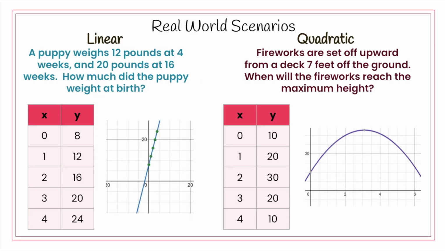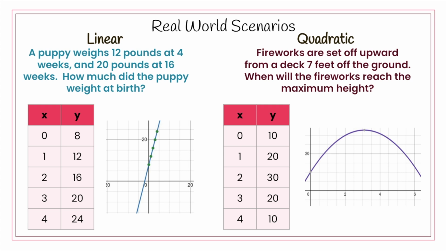So here we have two real-world scenarios, one for a linear function and the other one for quadratic. So in our linear function, a puppy weighs 12 pounds at 4 weeks and 20 pounds at 16 weeks. How much did the puppy weigh at birth? So we can see here that the puppy's gone 0 pounds, it's gone 8, so it's added 4, then it's 12, it added 4, 16, it added 4, 30, it added 4. All right, so you can see that the weight is continuing to increase every week.